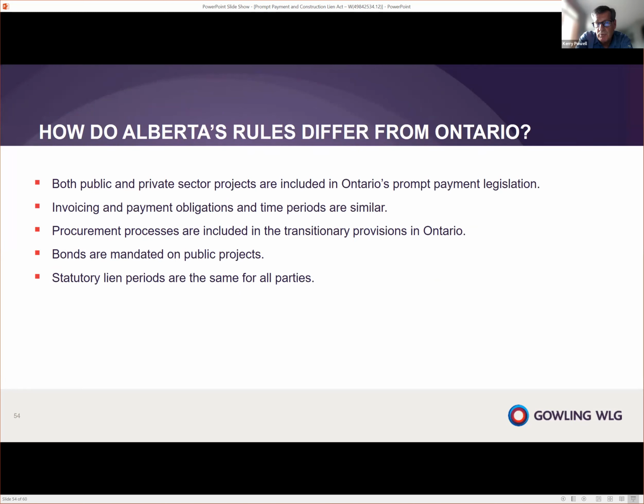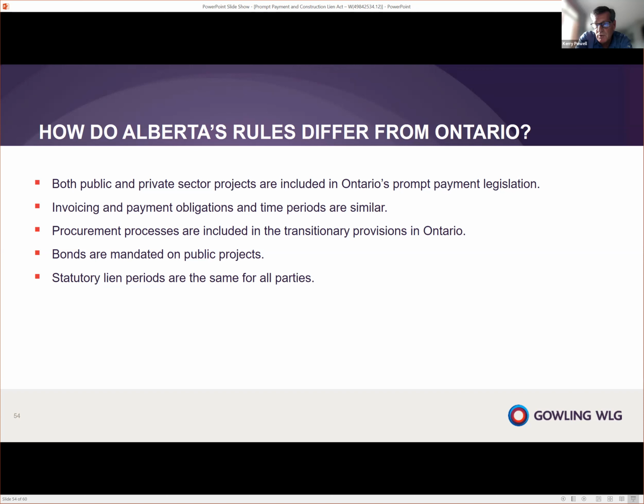In Ontario, both public and private sector projects are included, as we've said. Invoicing and payment obligations and time periods are similar. The procurement process in Ontario is included in the transition. So if an RFP is called, that's the magic date for determining whether you're in or out of the legislation. Bonds are, as I said, mandated on public projects in Ontario, and statutory lien periods are the same for all parties in Ontario. They're different here, as we know.